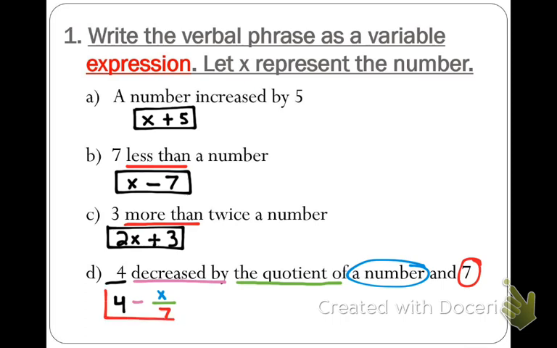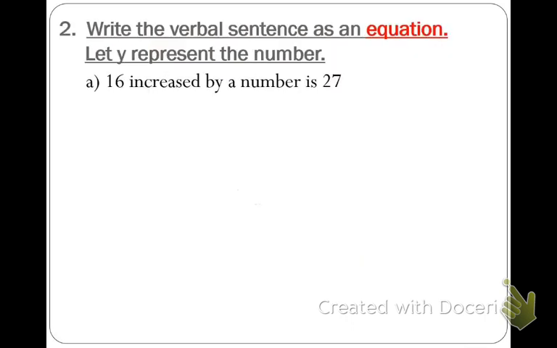All right, so 4 minus x divided by 7 is the same thing as 4 decreased by the quotient of a number and 7. All right, so really you're just kind of reading from left to right and trying to figure out what it is that the problem is asking you.